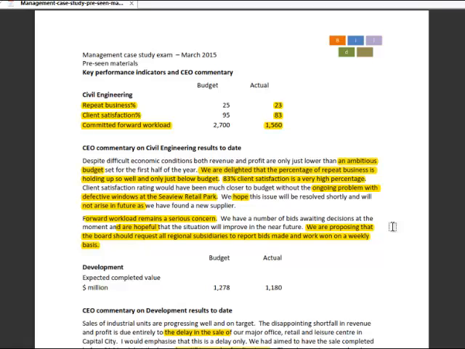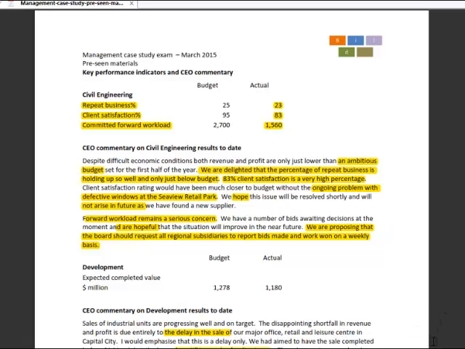"We are proposing the board should request all regional subsidiaries to report bids made and work won on a weekly basis." Maybe that's a good thing, but are you then going from not enough information to the board to lots of information? Because in a budget, the timing of things, it can't be done on a weekly basis. So I'm not sure that's going to really help very much.